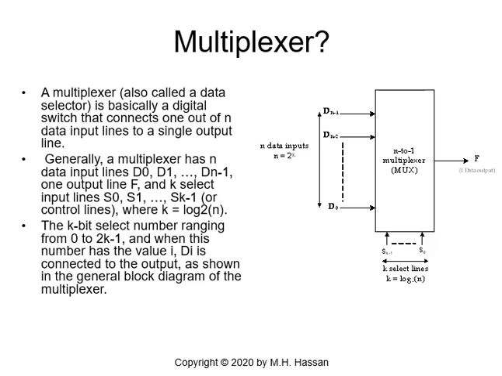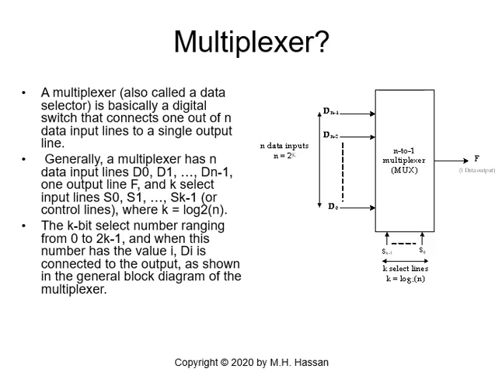What's a multiplexer? A multiplexer is also called a data selector. It is basically a digital switch that connects one out of n data input lines to a single output line. Generally, a multiplexer has n data input lines D0 to Dn-1, one output line F, and k select input lines S0, S1 to Sk-1, where k is log base 2 of n. The S lines are also called select lines or control lines.